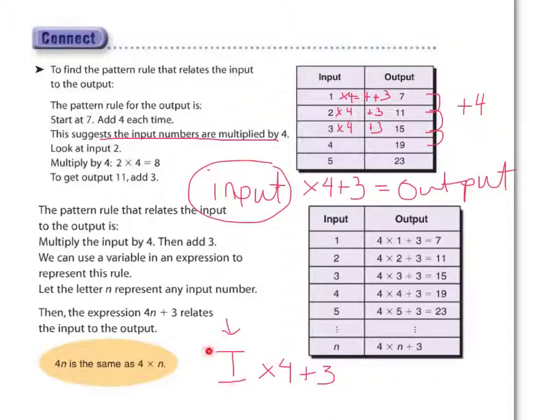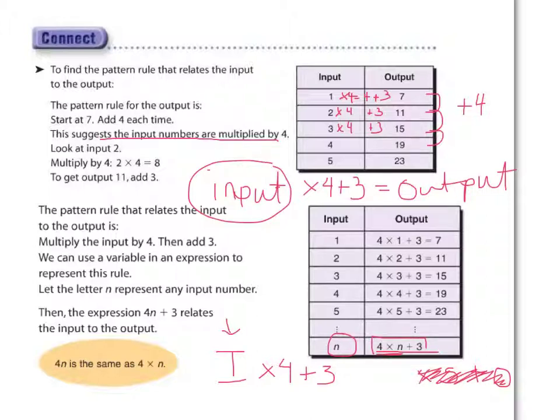You can replace it with any letter you like. Certain letters are bad choices. So for example, X, not good, looks like a times. S, not good, looks like a 5. T, not good, looks like a plus sign. O, not good, looks like a 0. So be careful about what letters you choose. N is often chosen. 4 times n plus 3 would be our rule.